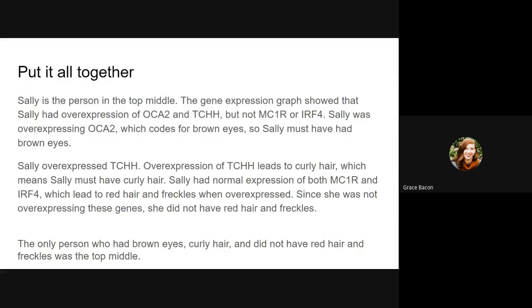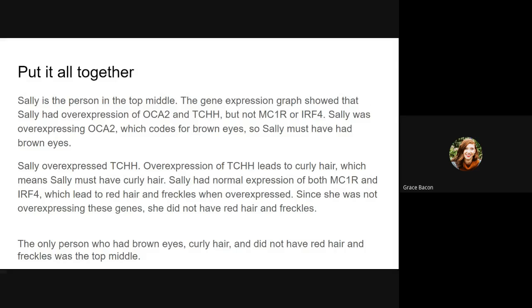So here's my full explanation. Sally is the person in the top middle. The gene expression graph showed that Sally had overexpression of OCA2 and TCHH, but not MC1R or IRF4. Sally was overexpressing OCA2, which codes for brown eyes, so Sally must have had brown eyes. Sally overexpressed TCHH. Overexpression of TCHH leads to curly hair, which means Sally must have curly hair.